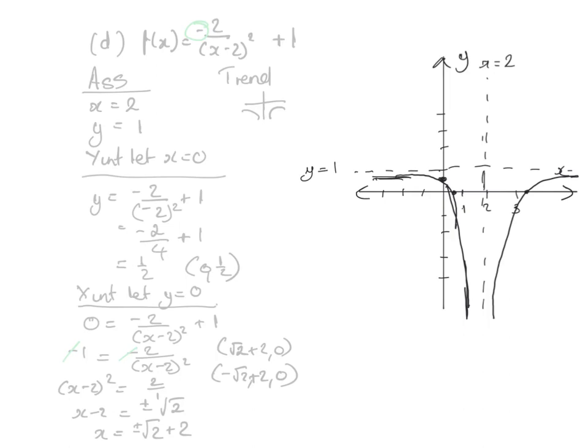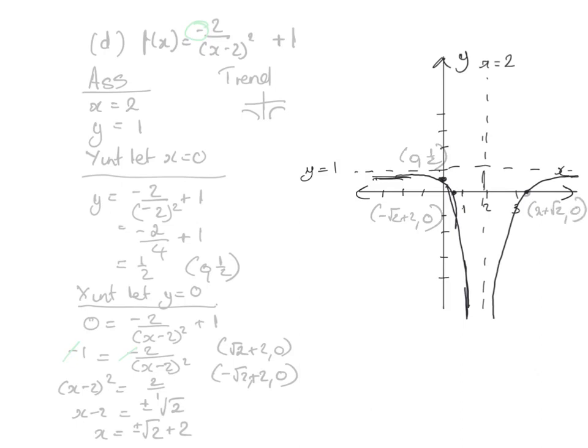Don't forget to label what you've gone through. So that is 0 and a half. This one here is minus root 2 plus 2 and 0. And this one over this side is 2 plus root 2 and 0.